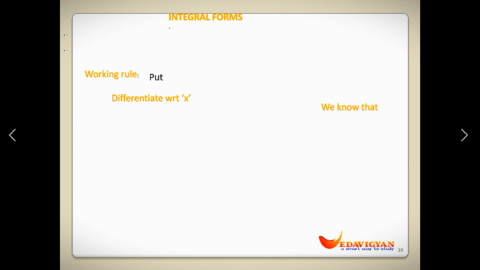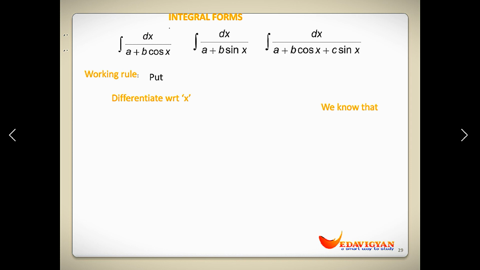Next, integral forms. Here are different types of integral forms in terms of sine and cos functions. How can you solve them? Let us see. First, whenever the integral form is dx by a plus b cos x, or integral dx by a plus b sin x, or otherwise integral dx by a plus b cos x plus c sin x.